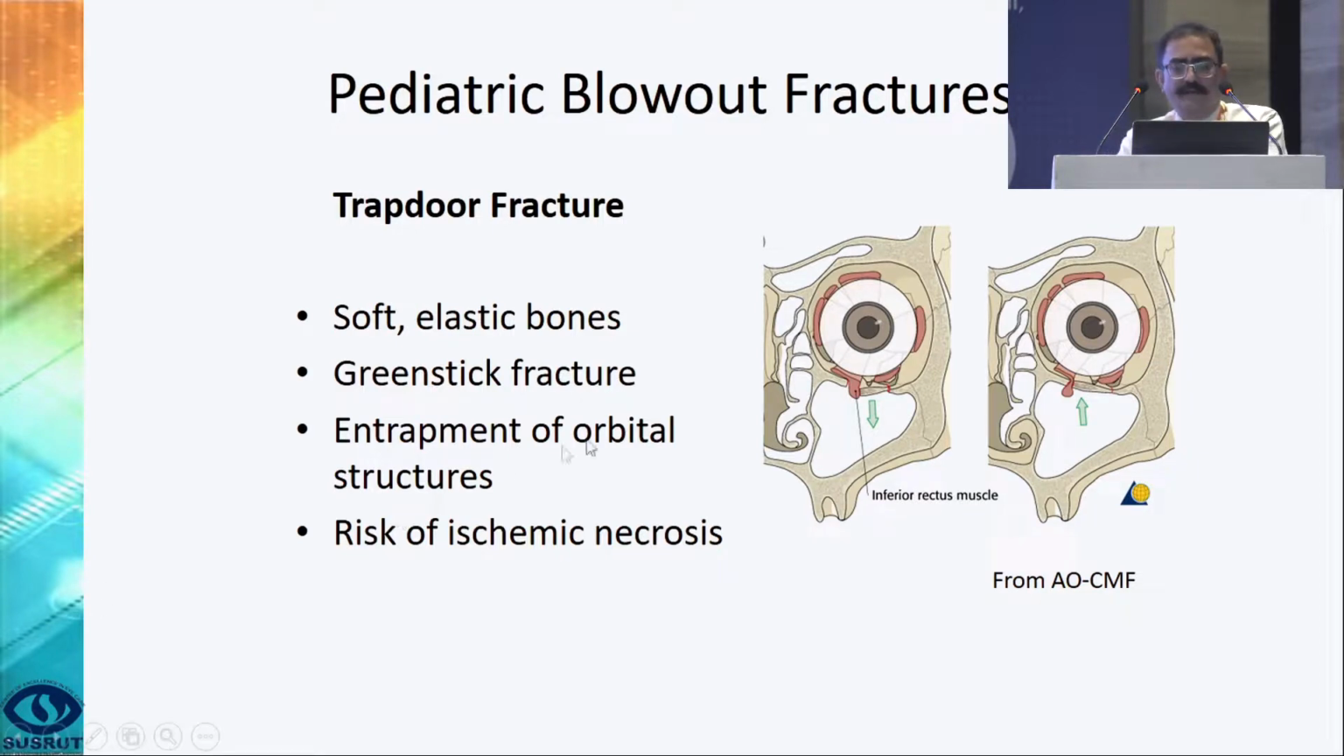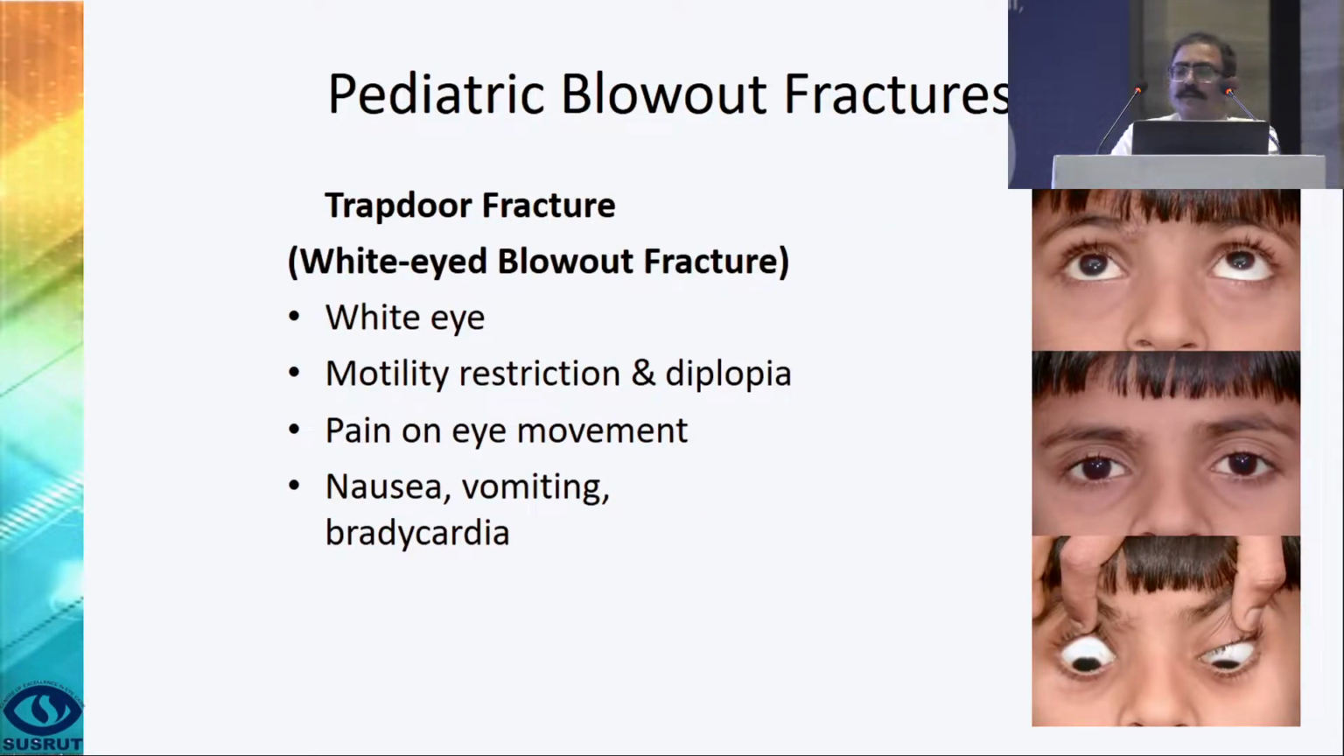And the problem here is, unlike in the adult where we showed a larger fracture, you have the risk of ischemic necrosis to the structures entrapped, especially if it is the inferior rectus muscle. Okay, this is what a typical pediatric fracture would look like. Okay, they usually do not have the kind of hemorrhages or the ecchymosis that you see in an adult.